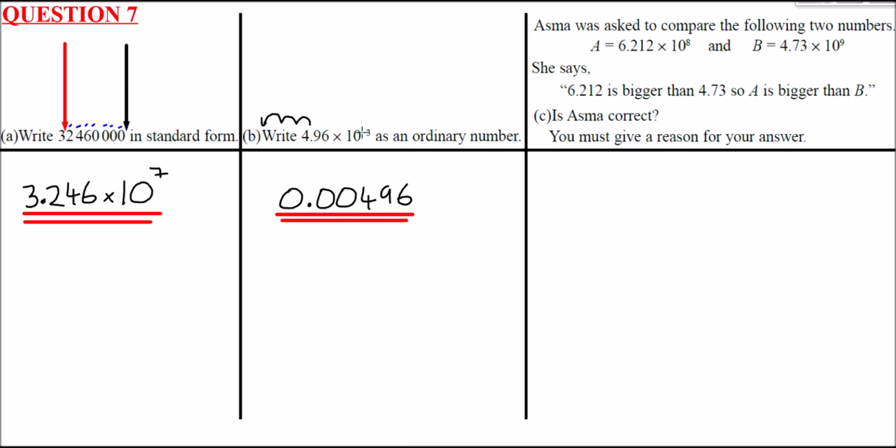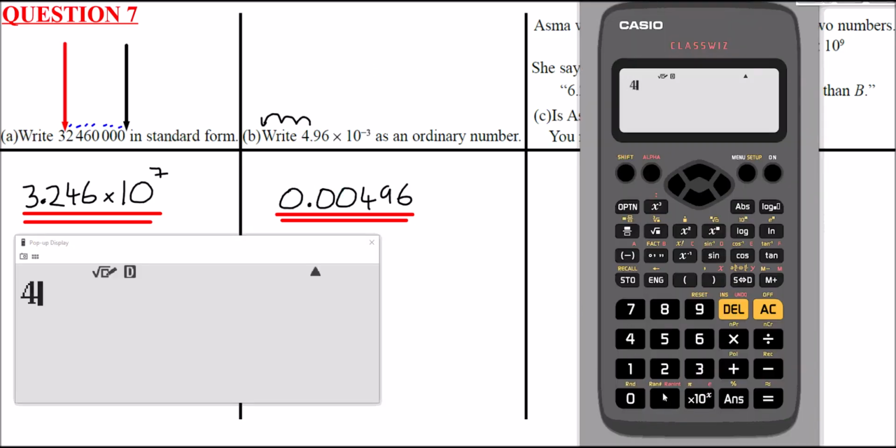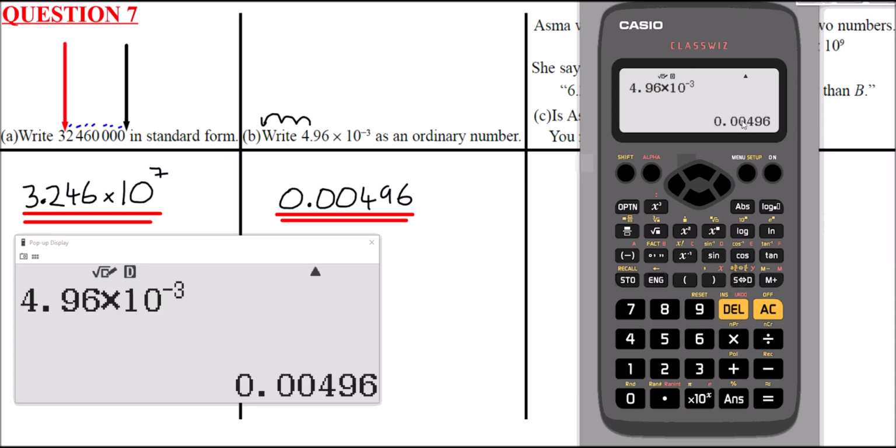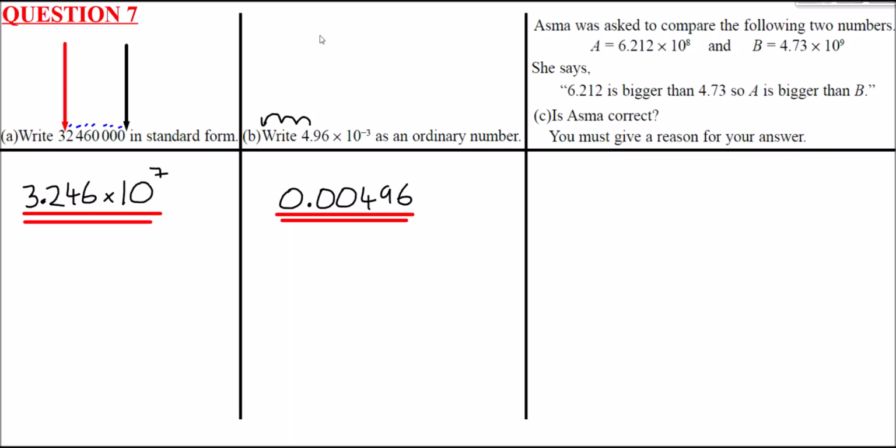A good pattern to spot is, if a number is given to you in standard form and the power of 10 is negative, the number after the minus, in this case 3, tells you how many leading zeros you have before the first non-zero number kicks in. So in other words, there should be 3 zeros before the first non-zero number, which is a 4. I'd suggest, though, to do this on a calculator, so just type it in exactly as it looks. 4.96 times 10 to the power minus 3, and press S to D, 0.00496.